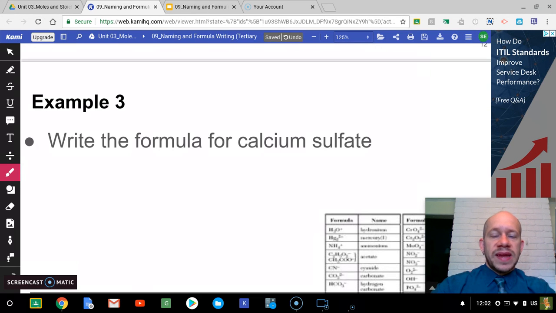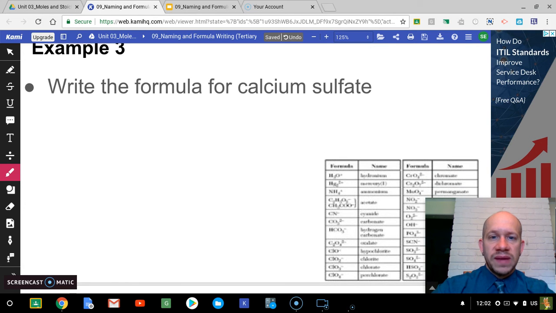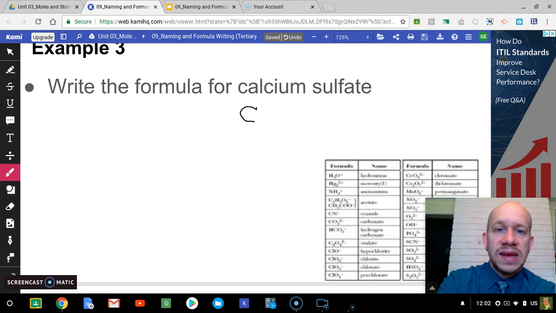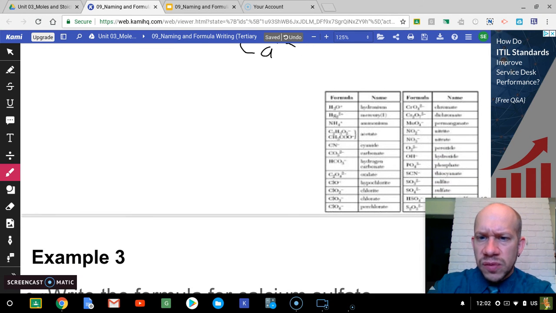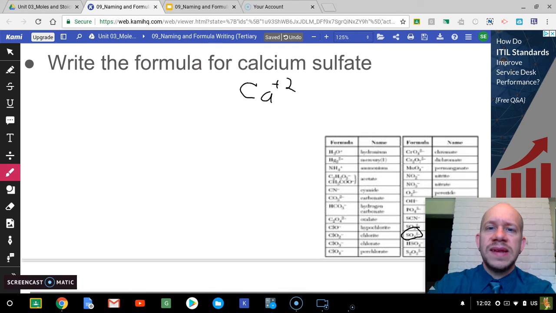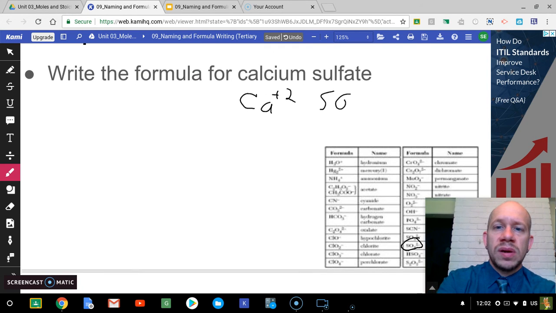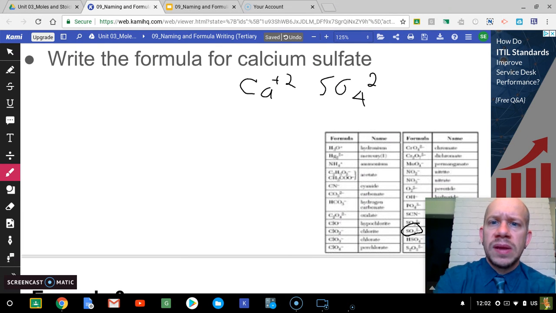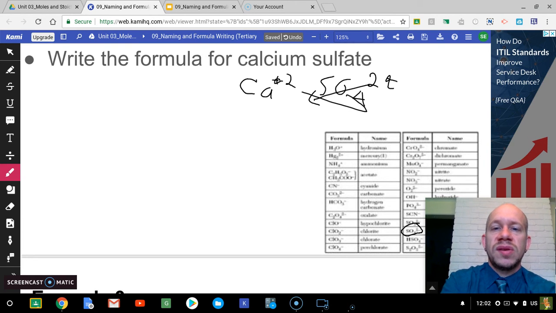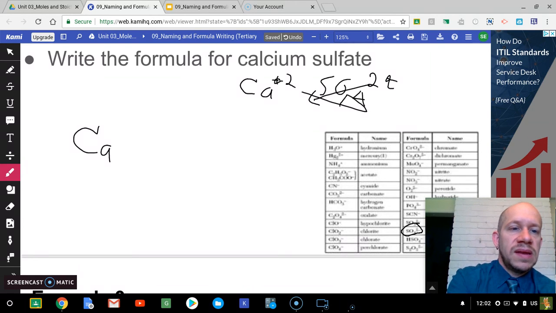Write the formula for calcium sulfate. So we have calcium, which we know as Ca. It's in group 2, so it has a +2 charge. Sulfate, you'll find on Table E, is over here, SO4 with a 2- charge. So if we drop our charges, crisscross and reduce, we'll have CaSO4.